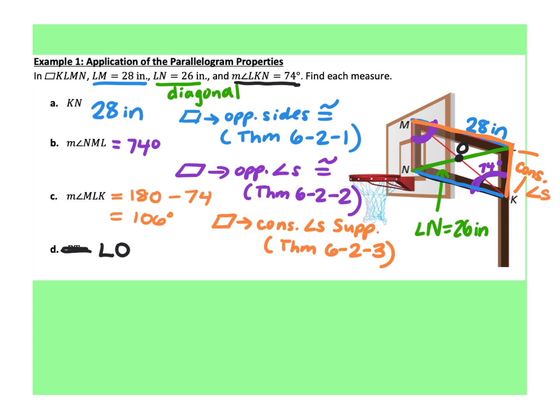We know that the diagonals bisect each other, which means that NO is congruent to OL. So if the total is 26, that's the total diagonal. If we divide that by 2, we get 13. That means LO is equal to 13.